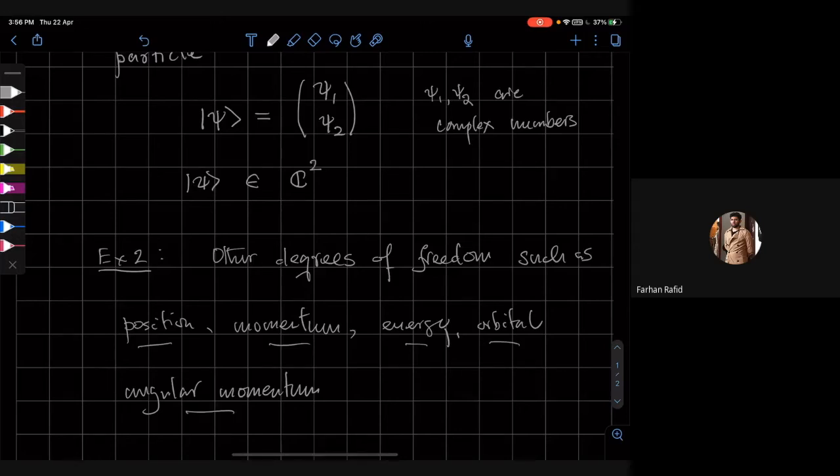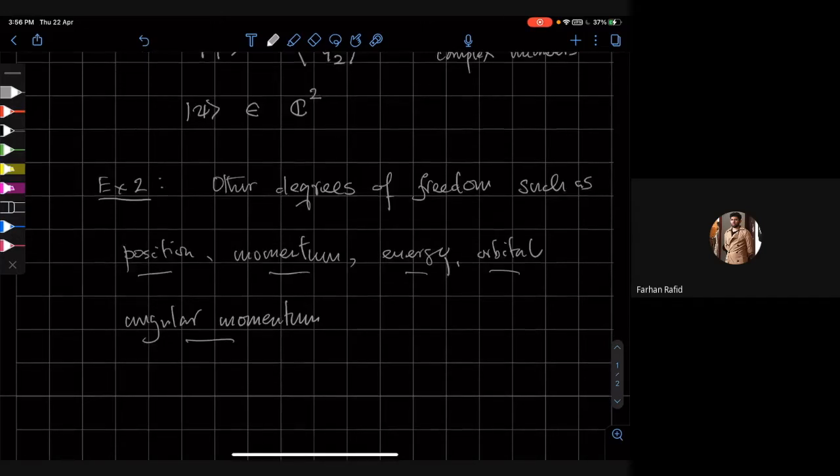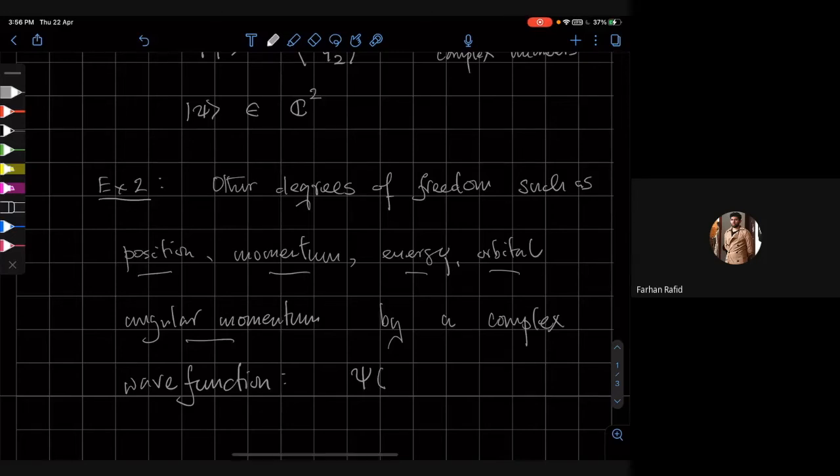So these degrees of freedom are described by a complex wave function. Okay, so they're described by a function which is complex, and it's a function of space-time. And a lot of the time I will just denote this like that, rather than write the full arguments, at least when the context is clear.